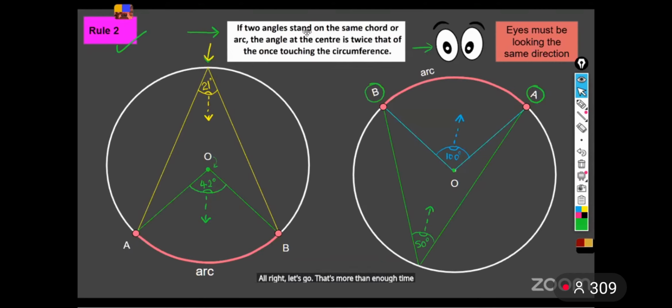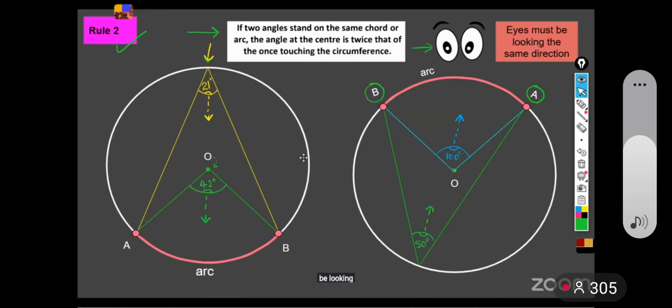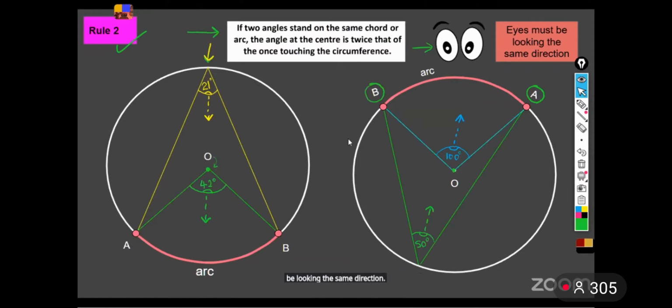Now, there's a little trick to rule two that the examiner likes to play on you. I'm going to say this again. For it to be rule two, the angles must be looking the same direction. Keep that in the back of your head, because annoying sir is saying it over and over. He must have a reason, right?